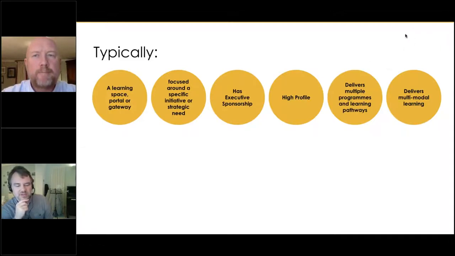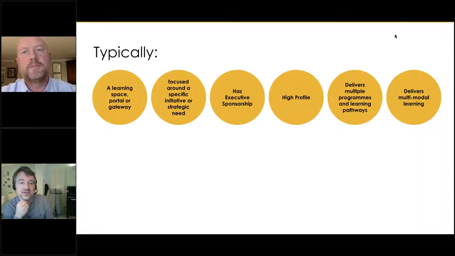This is a good point to raise, that we're working on a variety of things that call themselves academies. What we're going to talk about today are what we observe in those things that are created, and we're really looking for patterns. This list is interesting because it starts by saying a learning space, portal, or gateway. Certainly those are features that it has, but maybe it's a bit more than that. Focused around a specific initiative or strategic need is definitely a common factor. With executive sponsorship is almost always the case, and high profile; similarly, they almost always have quite a big launch.